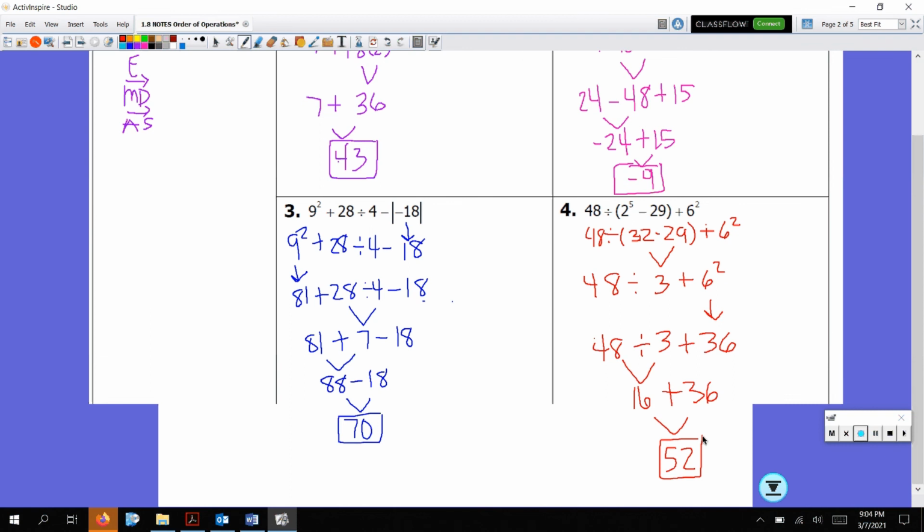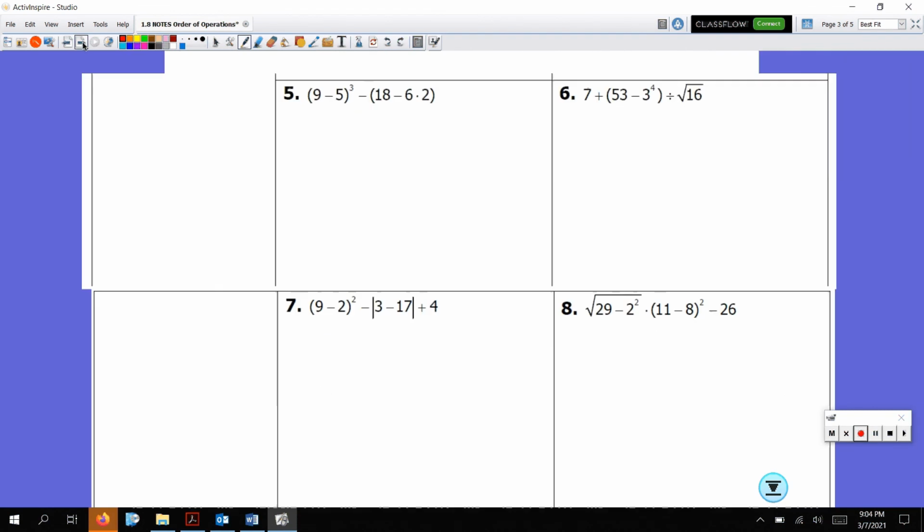All right, so what I want you to do is get ready here. I want you to copy these 4 down. Just remember, this is a radical. That means the square root of 16. You can put that in your calculator, the square root of 16. And in number 8, you want to make sure you figure out what this is first: 29 minus 2 squared. Then you're going to take the square root of that. So copy these down and see how you do. Pause the video.